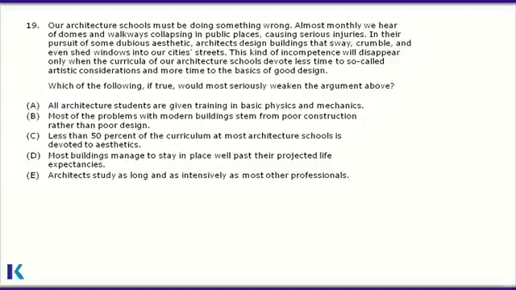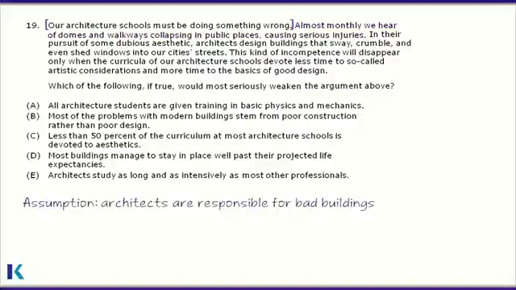Begin with the stem. Which of the following, if true, would most seriously weaken the argument above? You know that this is a weaken question. The conclusion is that our architecture schools must be doing something wrong. The evidence is here. Almost monthly, we hear of domes and walkways collapsing in public spaces, causing serious injuries. What's the assumption? In a nutshell, it's that architects and design are responsible for the problems with the buildings. The author assumes that there's no other possible cause of the trouble.